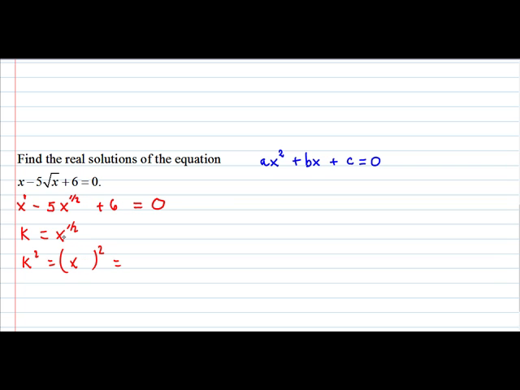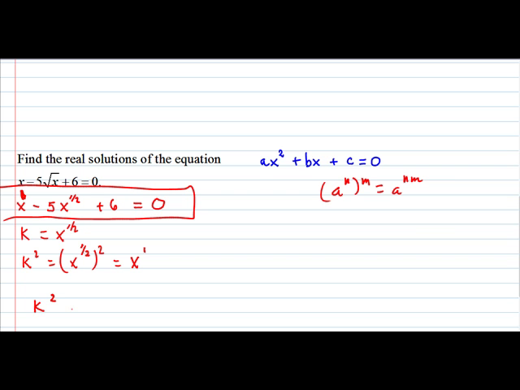x to the 1/2 squared. We know that a to the n to the m is a to the n times m. So I take 1/2 times 2, which is x to the 1. Now I go back and rewrite this equation in terms of k. I know that k squared equals x to the first power, so I put k squared minus 5 times x to the 1/2, but x to the 1/2 is k. We let that equal to k plus 6.